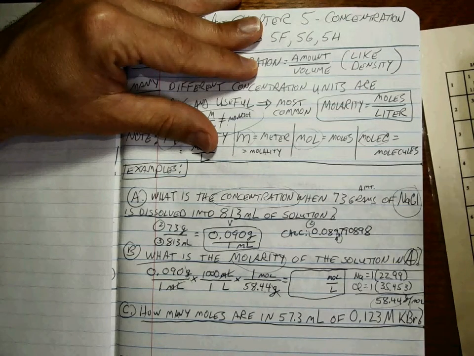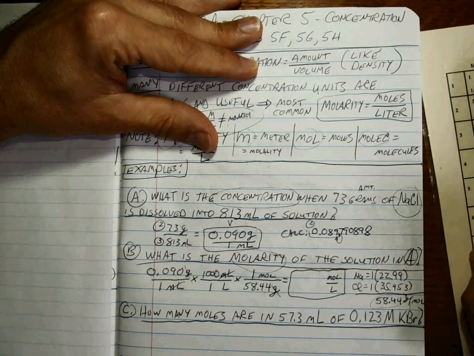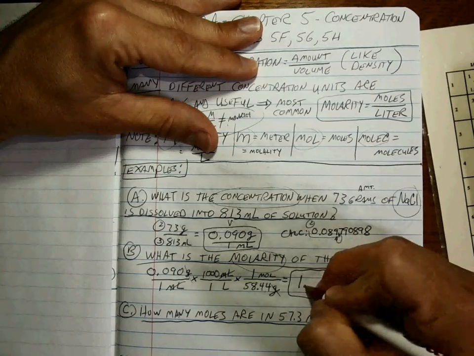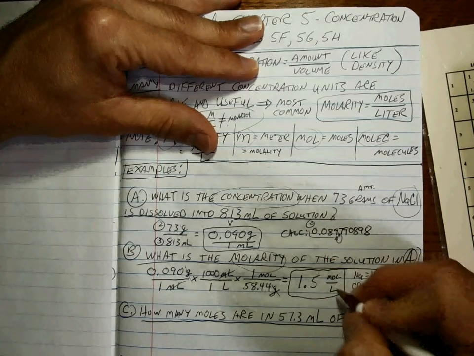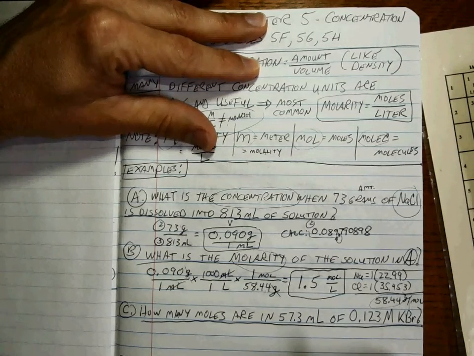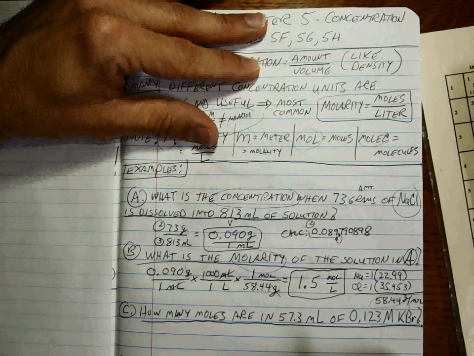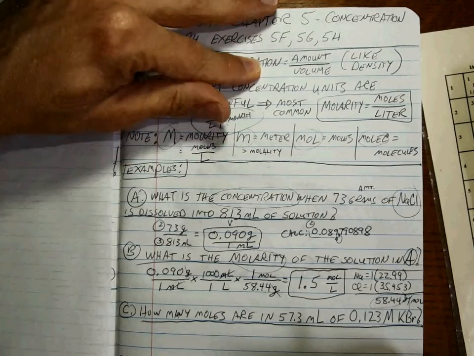So 0.09 times 1,000 divided by 58.44, and I get 1.5 moles per liter, 1.5 molar. Okay? That's how you go about doing your business.